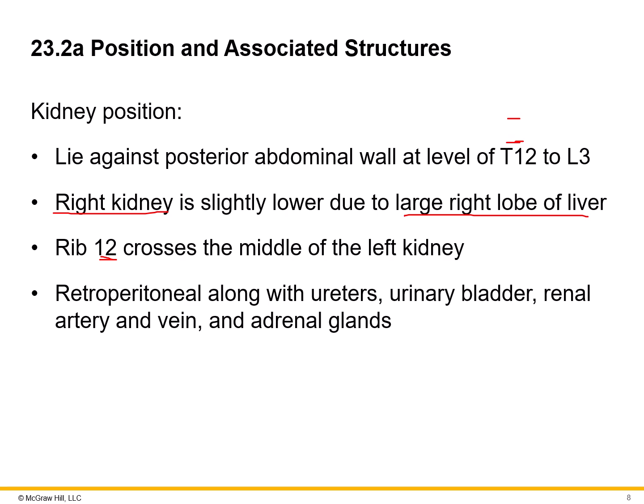It is retroperitoneal, in this case sitting behind that peritoneum on the back of the abdominal wall. So retroperitoneal, the ureters are also behind that peritoneum, same with the urinary bladder, renal artery, vein, and adrenal glands, all considered retroperitoneal.